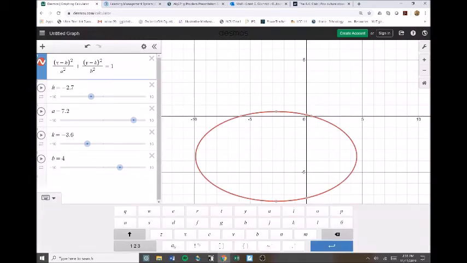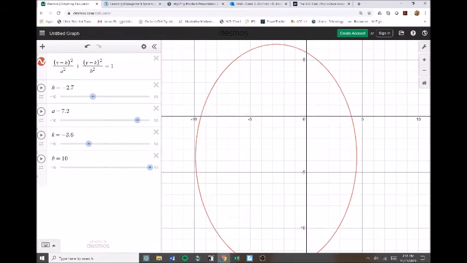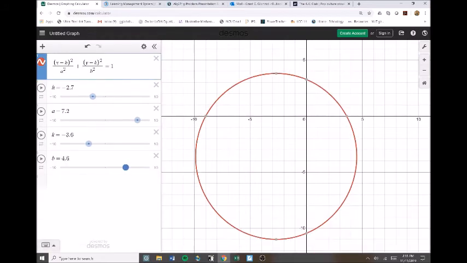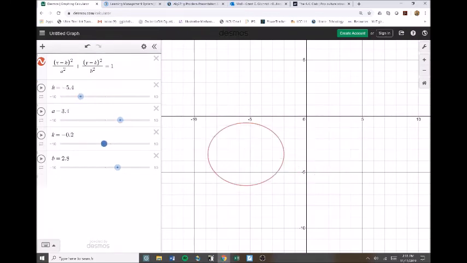The bigger value is underneath X. But if I switch it, if I make the B value larger, now the larger number is underneath Y, and it's a vertical orientation ellipse. So these A and B values stretch the circle, whereas H and K just slide around the center. Cool.